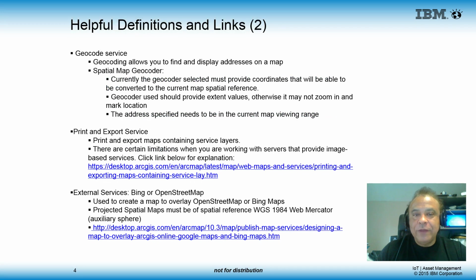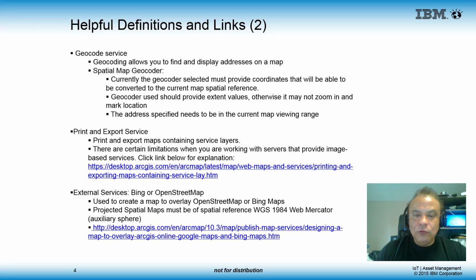Geocode services is basically helping you find addresses on a map. Currently, there's 2 locations where this is done, and I'll explain to you what one's for and what the other one is. Print export services, obviously, is to print what you see on the map. There's 2 additional external services, map-wise, and we do Bing and OpenStreetMaps.